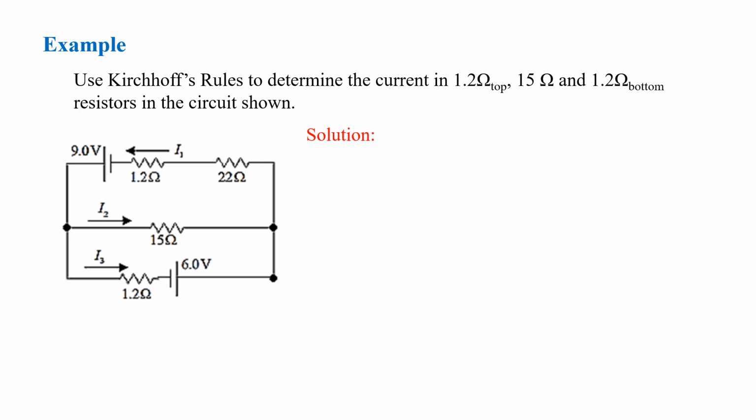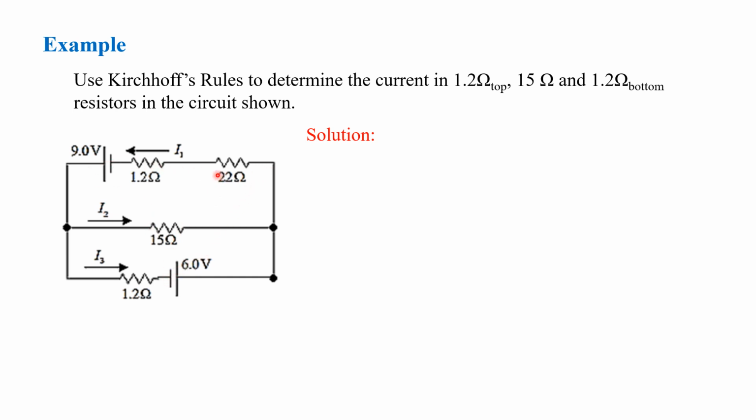So let us have an example. Just remember your junction rule, and then remember also your loop rule. So we have here a circuit. Use Kirchhoff's rules to determine the current in your 1.2 ohm resistor at the top, and then your 15 ohm resistor in the middle, and then your 1.2 ohm resistor at the bottom, as shown in the circuit.